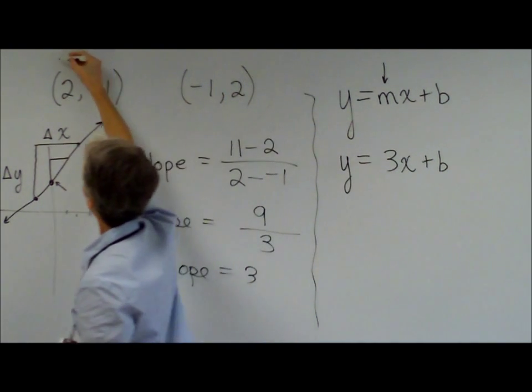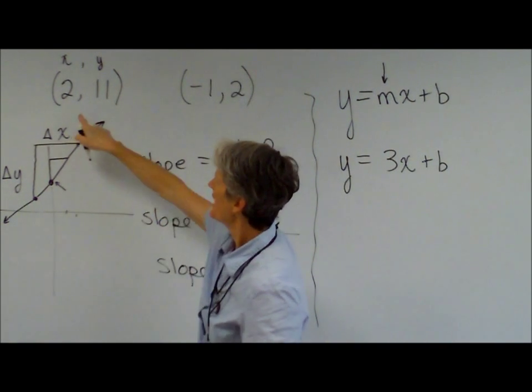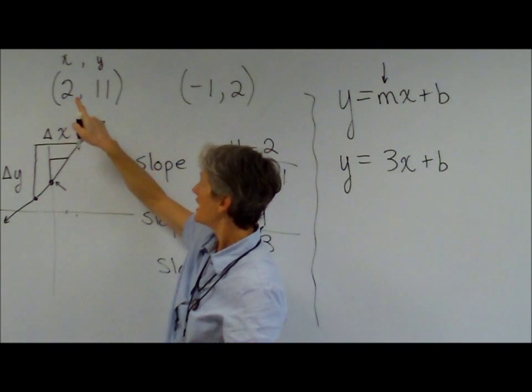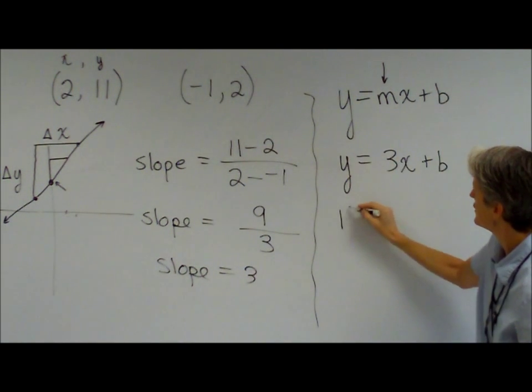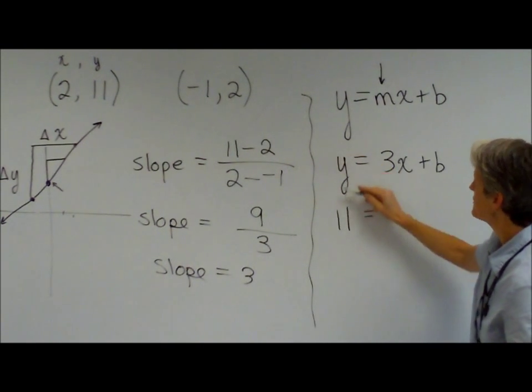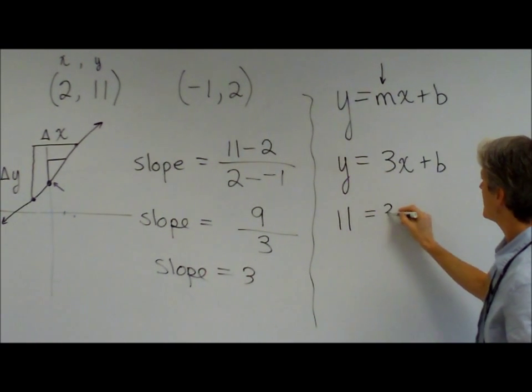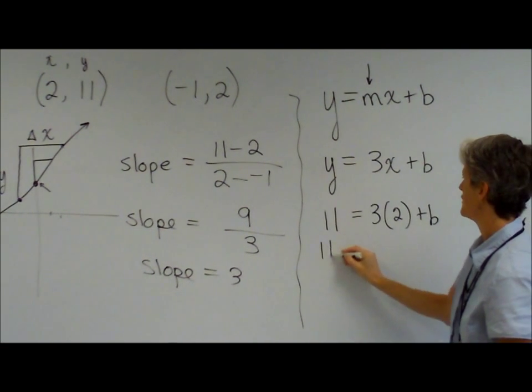You could use either one? We could use either one. Well, let's use that one. I like positive values. So I'm going to temporarily let x equal 2 and y equal 11. I'm substituting in the 11 for y, and substituting that 2 for x. Oh, this is going to do it for me, I think.